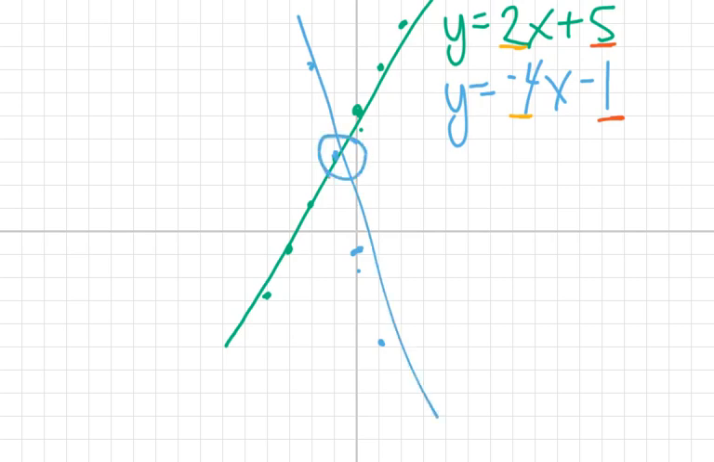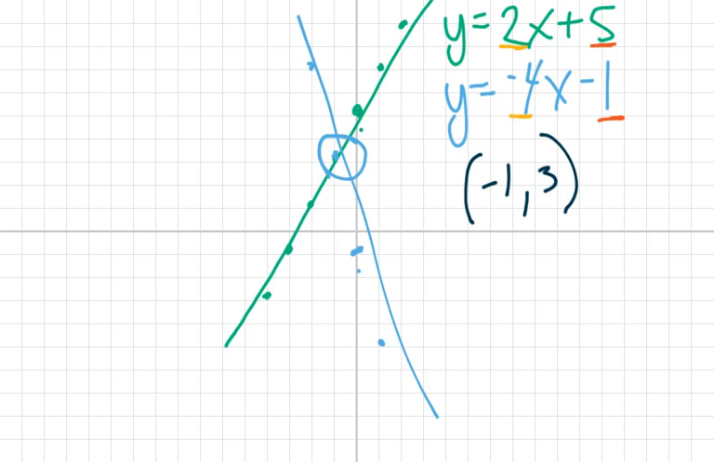So really quick, I want you guys to write down what you think that ordered pair is. Hopefully you saw that they intersect at negative 1, 3. Okay? So that is the solution. So one way to check that is to substitute that in, and I want you guys to do that.